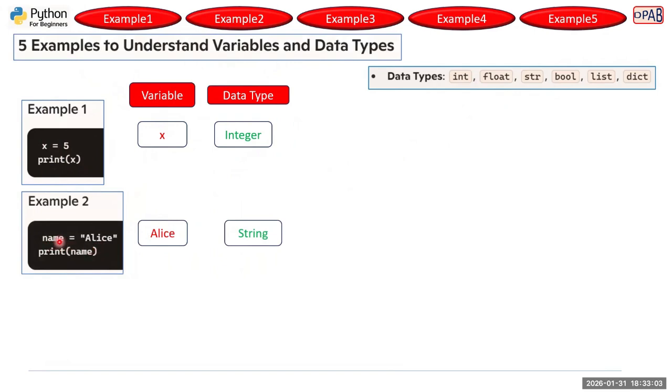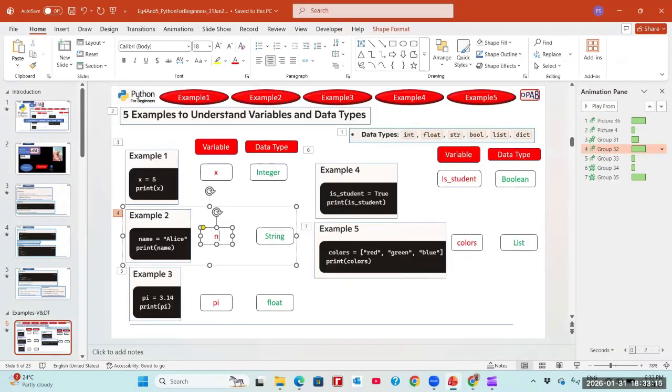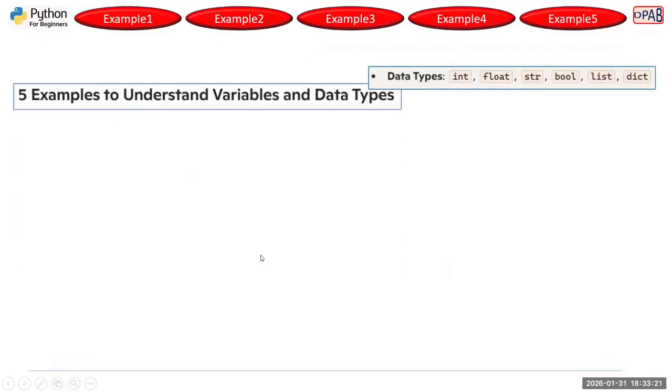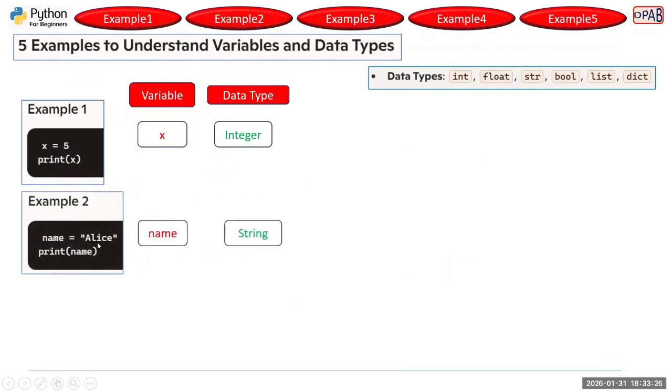Next one, here name is the variable. It is Alice. Actually this is wrong, so I'll just correct it here. So name is the variable here. Sorry for the inconvenience. And this Alice, the data type is string, because anything you type within double quotes is called a string. It's a combination of characters, alphabets, numerals, and symbols all put together. Then the computer is going to print whatever is available in name.